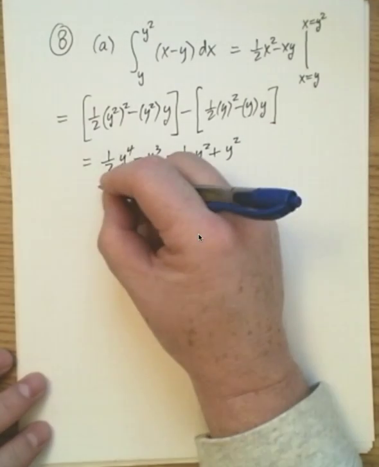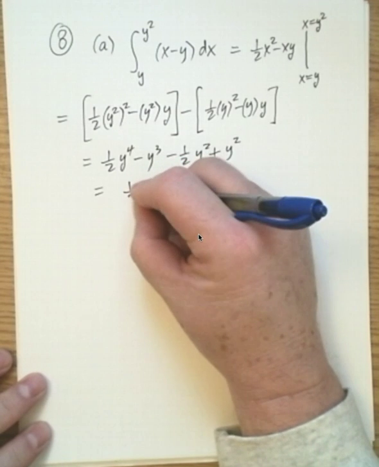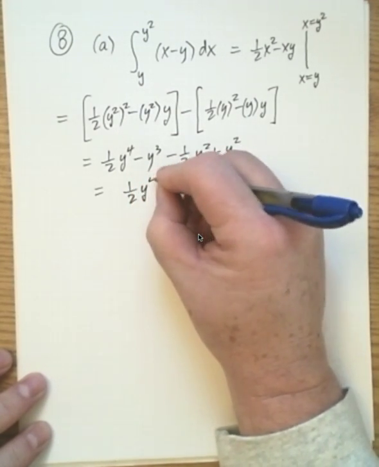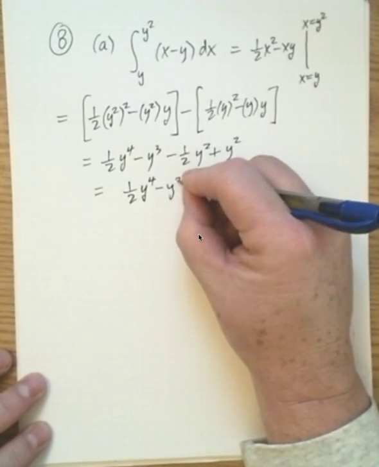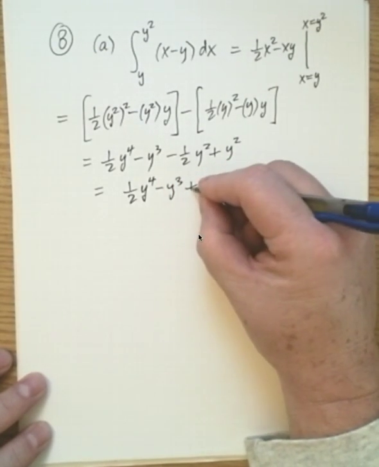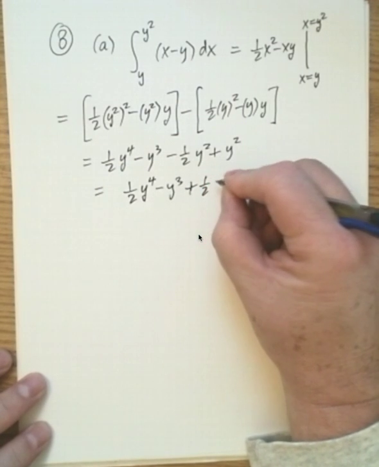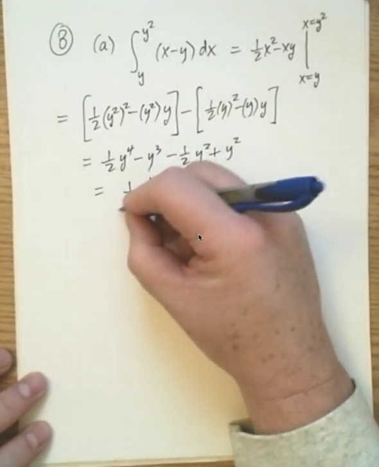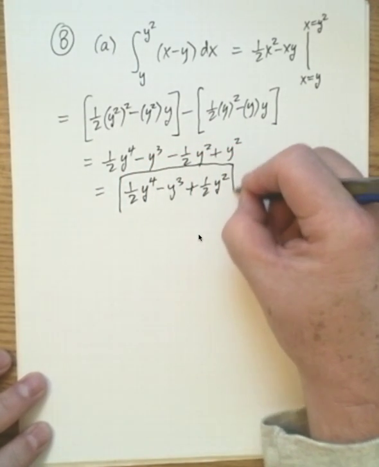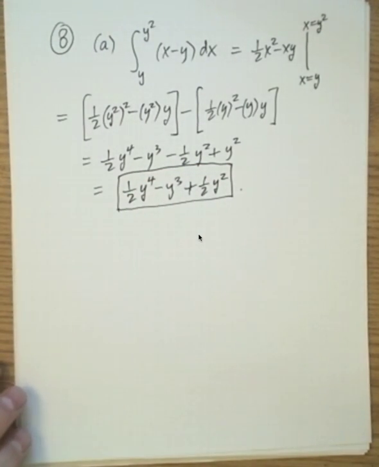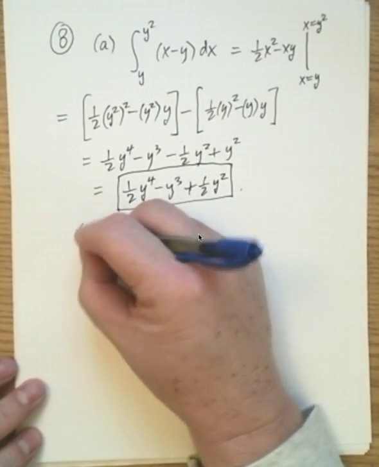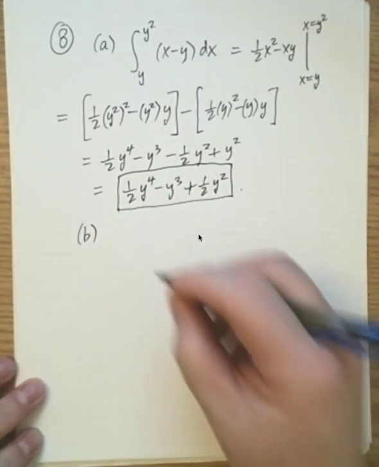Okay, let's maybe write this in descending order here. I've got 1/2 y to the 4th minus y cubed. Combining these like terms here, I've got plus 1/2 y squared. Let's box in our final answer here, and there we go. That's for part A. Now part B asks us to do the following.